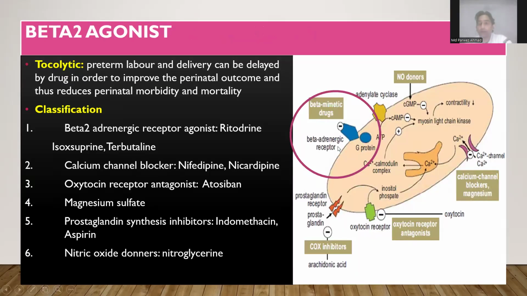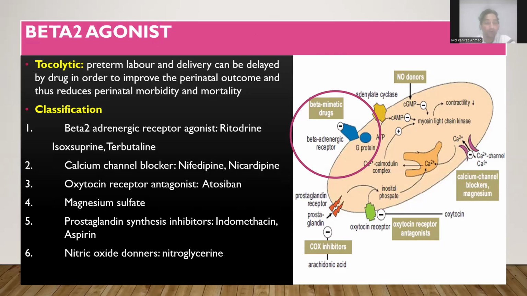Now, see here examples of the tocolytic agents. First one is called beta 2 agonist. Examples are ritodrine, isoxsuprine, terbutaline, salbutamol. But mostly ritodrine and isoxsuprine we have used to prevent the preterm labor. Now, second one is the calcium channel blocker, like nifedipine, nicardipine, drugs we have used.